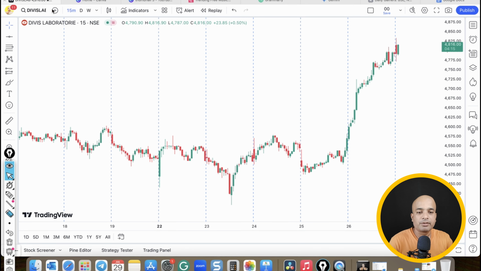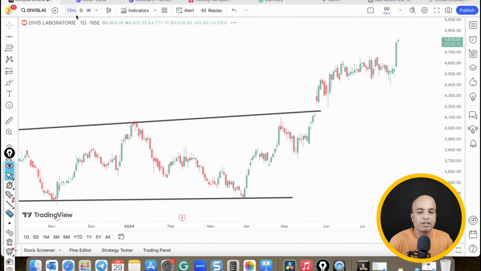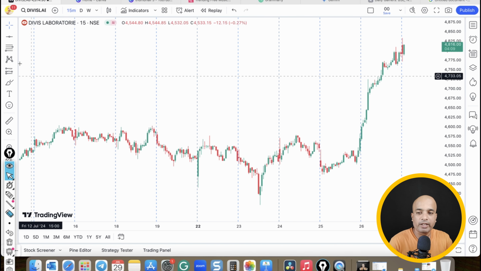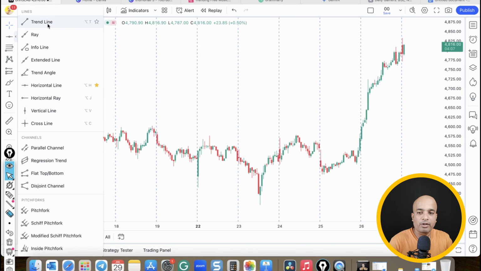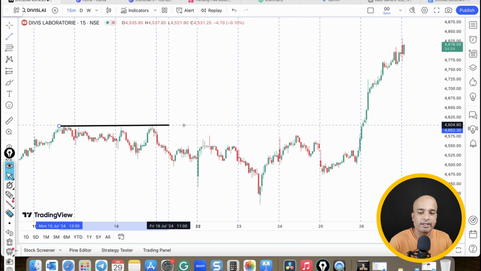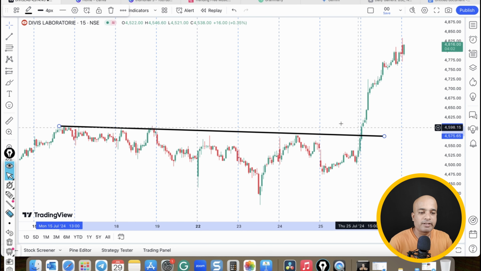We go to some other stock here. I think this is DV Slab. See here, DV Slab, the same logic also happened. You can see you can draw a proper resistance trend line like this, right? So you can draw a resistance trend line like this.